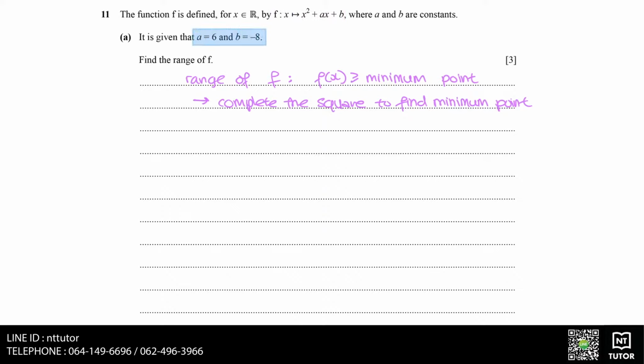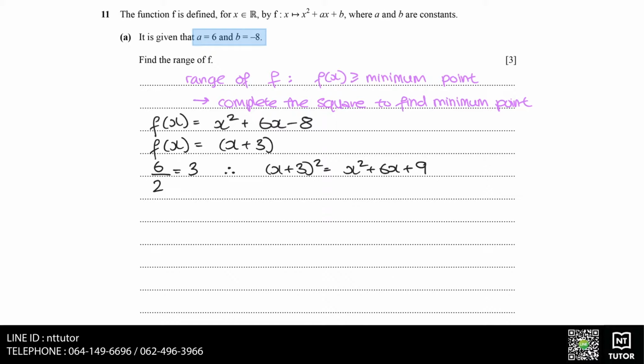Substituting a equals 6 and b equals minus 8 into the function gives f(x) = x squared + 6x - 8. 6 divided by 2 is equal to 3. Therefore, we know that it must be (x + 3) squared for sure, which gives x squared + 6x + 9. Therefore, we need to minus 9 to keep the value the same, and then the minus 8 follows on.